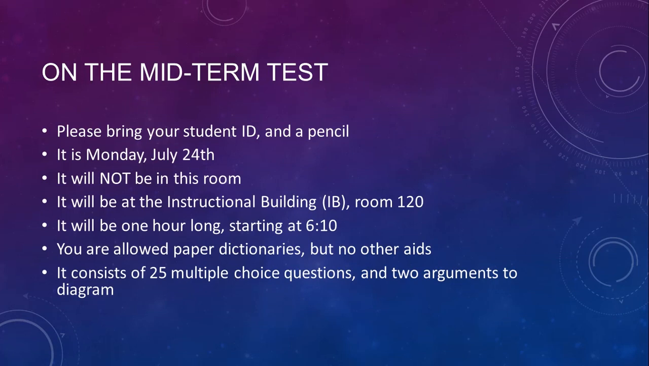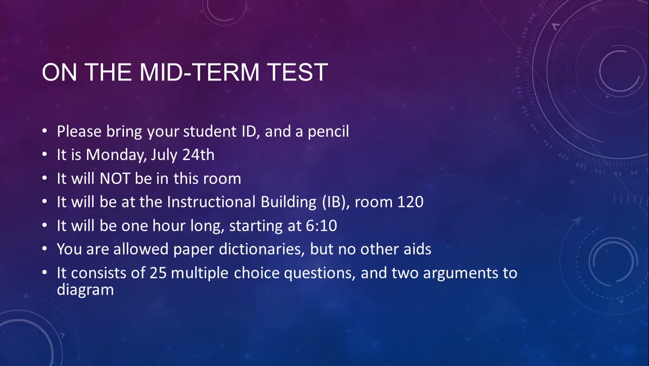There'll be 25 multiple choice questions and 2 argument analyses. The 25 multiple choice are worth 1 point each: 1 point for getting the right answer, 0 points for getting the wrong answer. So you don't get marks off for a wrong answer; there are no negative marks. And the 2 argument diagrams, I believe they're out of 6 each.